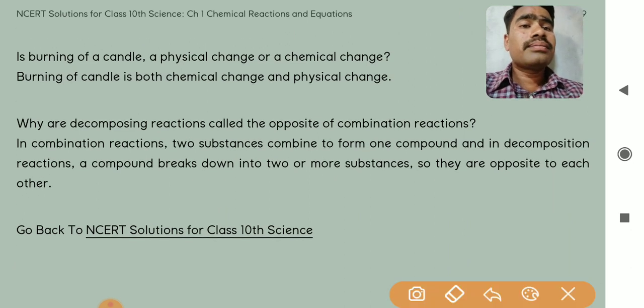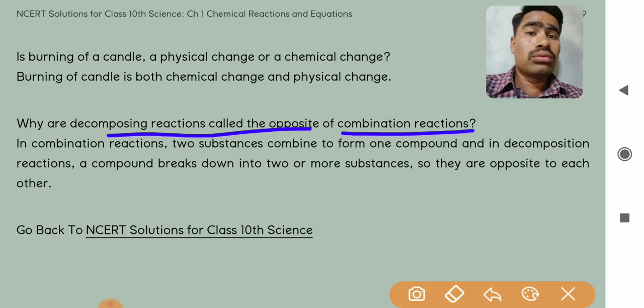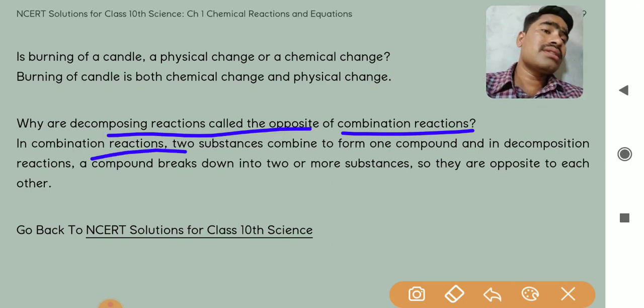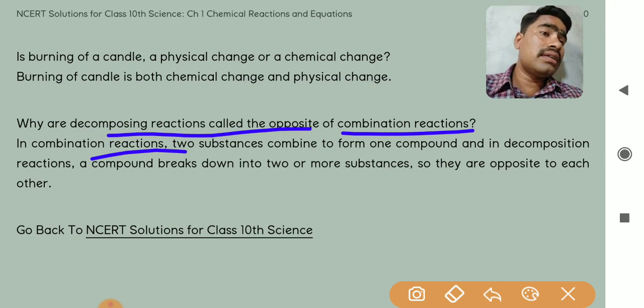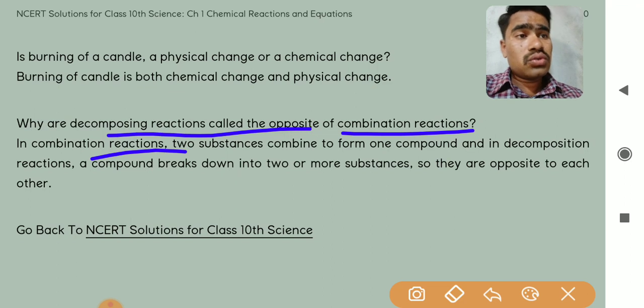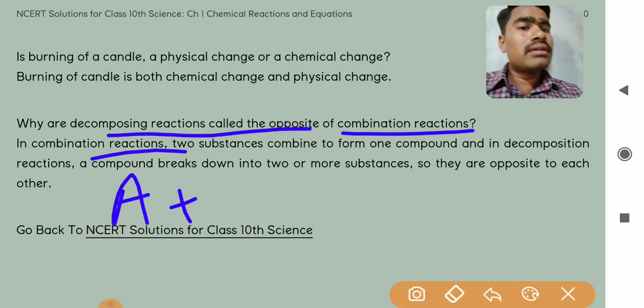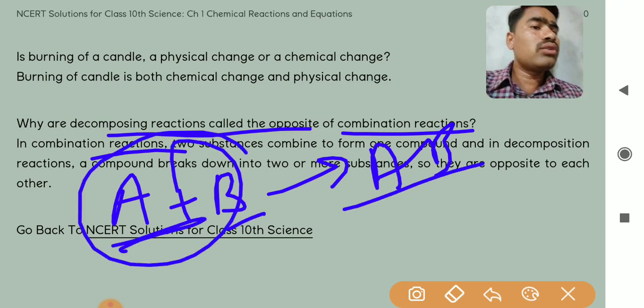So why are decomposition reactions called the opposite of combination reactions? The simple answer is that in a combination reaction, two substances combine to form a single product, and in a decomposition reaction, a single reactant dissociates to form multiple products. So they are considered opposite of each other. For example, A plus B gives AB. A is one reactant, B is one reactant, so two reactants combine to form a single product.